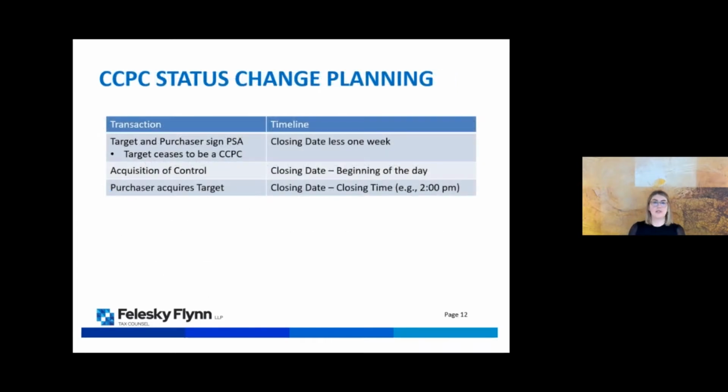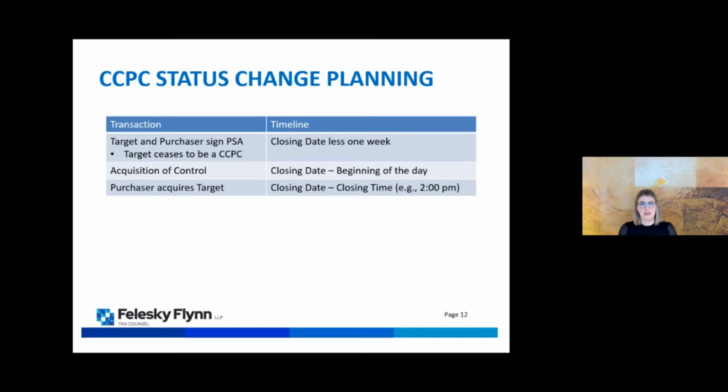So back to this example we have where the target ceases to be a CCPC on the signing of the purchase and sale agreement. And then subsequent to that, we have the purchaser acquiring the target shares on the closing date. So there are many forms of planning. I'm just going to walk through at a really high level an example that's increasingly common to see when you have a public entity or a non-resident entity buying a CCPC. Because of that timing between when the target ceases to be a CCPC and when the sale occurs, there are ways to take advantage of the target's ability to be taxed at non-CCPC rates.